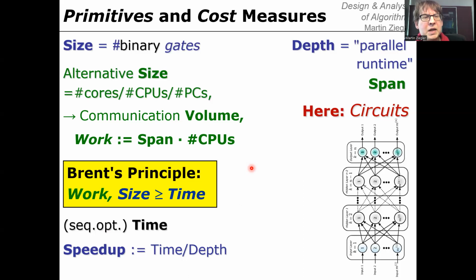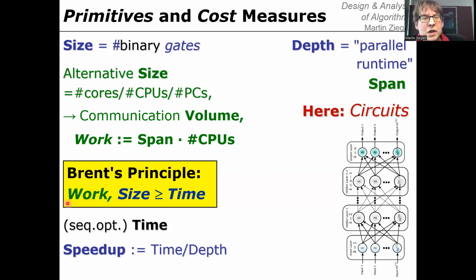Brent's principle says that the work is always greater than or equal to the time, that is, the running time of an optimal sequential algorithm. Or in our circuit setting, Brent's principle says that the size of a circuit is always greater than or equal to the optimal running time of a sequential algorithm solving that problem. Work and size refer to particular circuits or particular parallel algorithms. Time refers to the number of operations executed by a hypothetical optimal sequential algorithm for the problem.